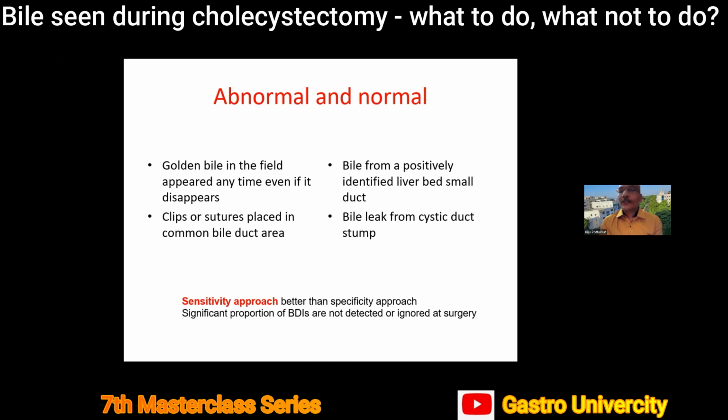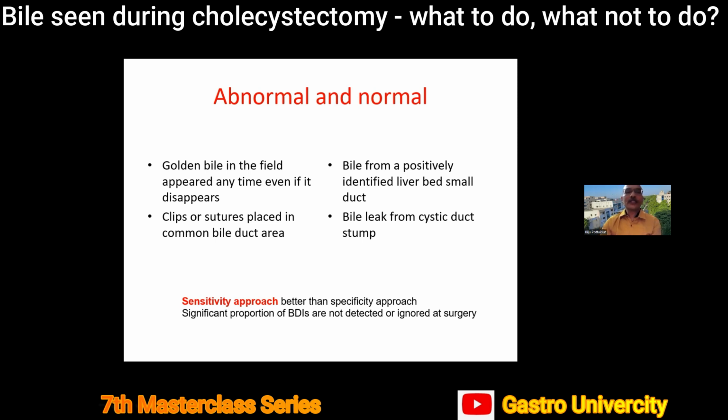When you do a cholecystectomy and you see bile or a suspected situation, first we recognize what is abnormal and what is normal. What is probably normal is a bile leak from a positively identified cystic duct or from positively identified small ducts in the liver bed. Still, I'm telling you, it may be normal. But what is definitely abnormal is golden bile appearing in the field at any time. Even if it appears and then disappears, it is abnormal.